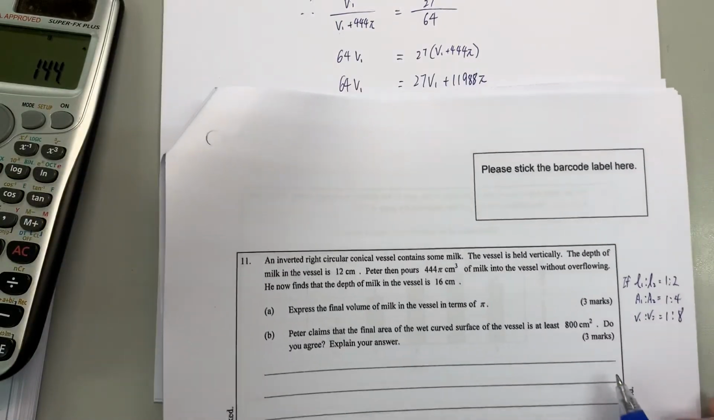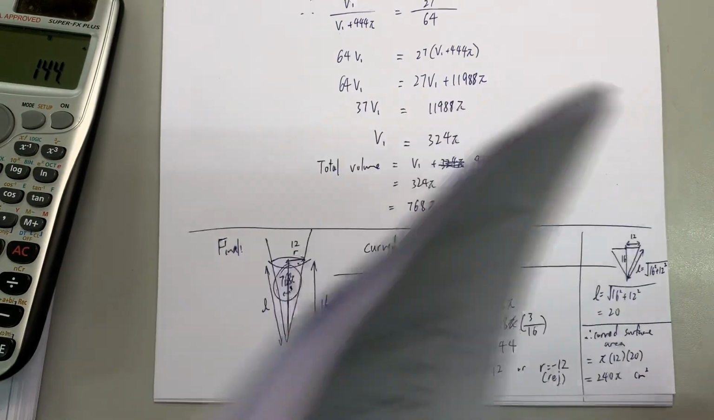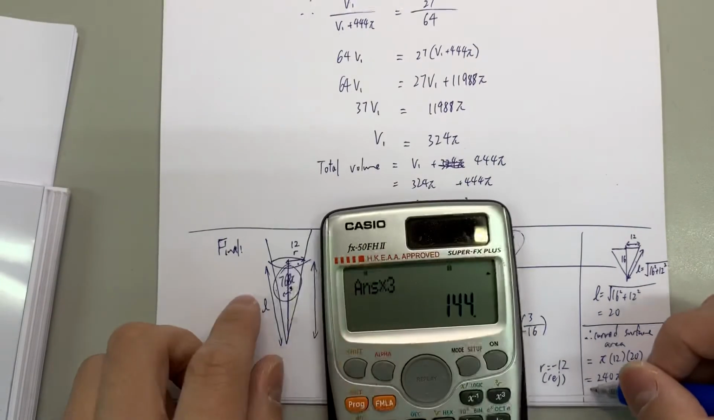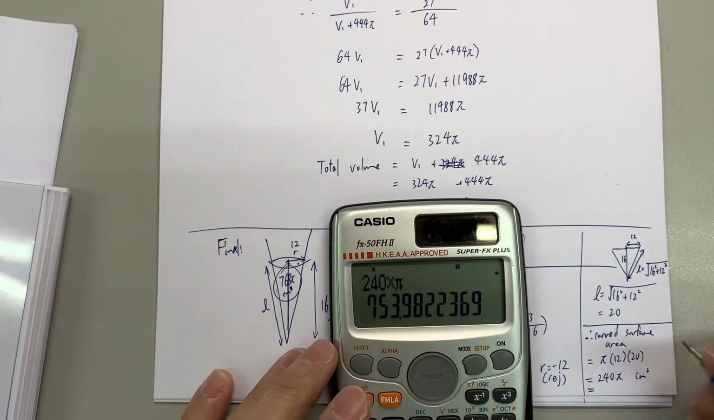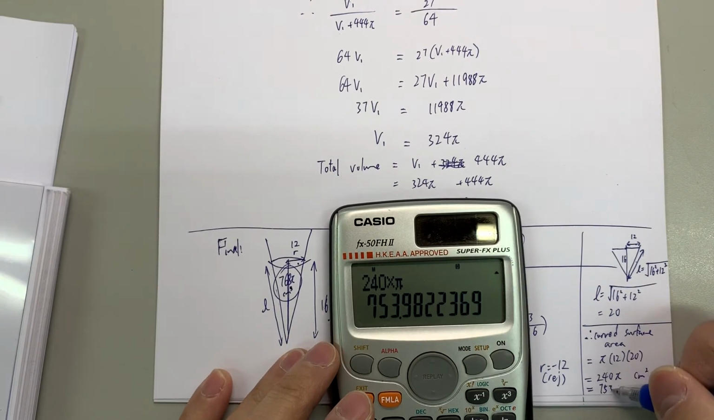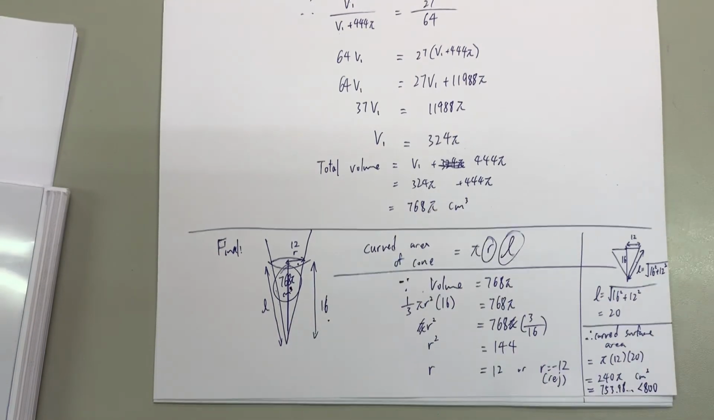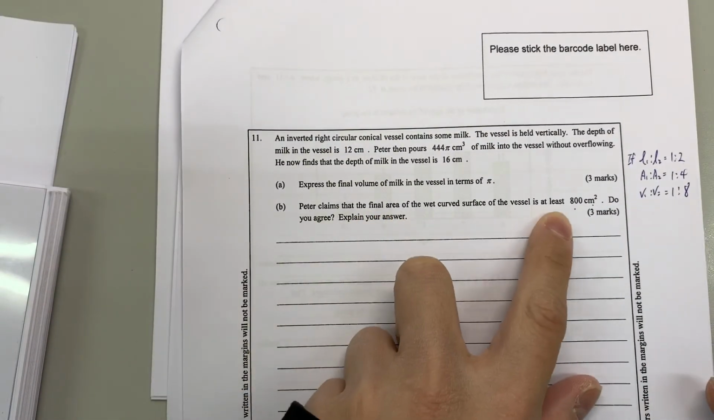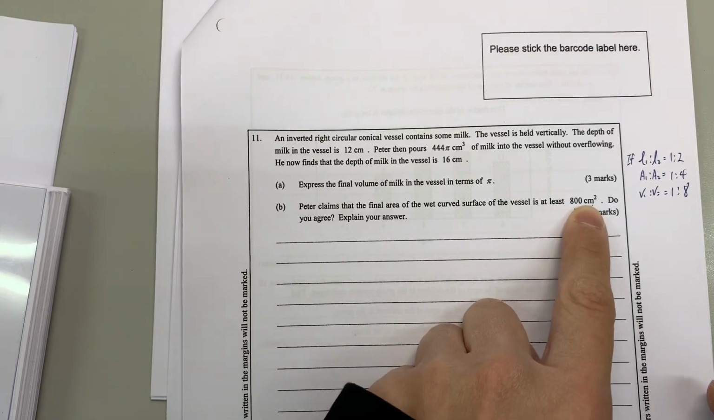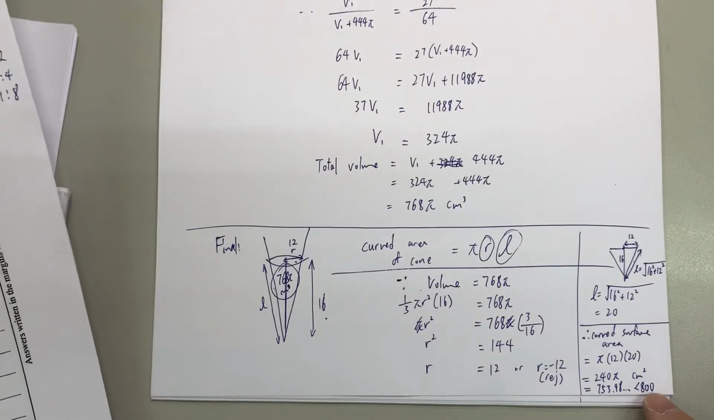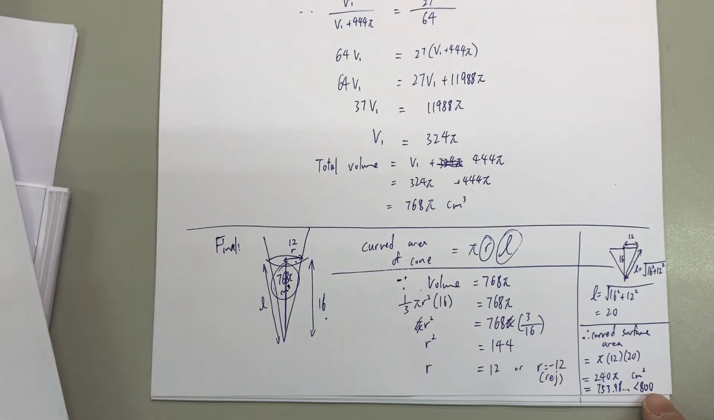But we want to compare it with 800 cm square. That's why not in terms of pi. But 240 times pi is 753.98, which means less than 800. So Peter claimed that the final area is at least, that means it should be larger than 800, but the fact is it's smaller than 800. So we disagree with this claim.